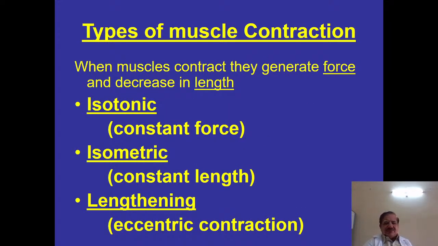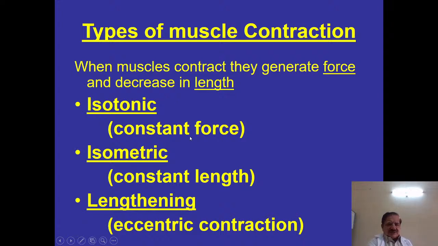Now, as you very well know, there are two types of muscle contraction. When the muscles contract, they generate force and decrease the length. Once the muscle is stimulated, it contracts and generates force, called torque, and decreases the length. The length decreases and the force increases.